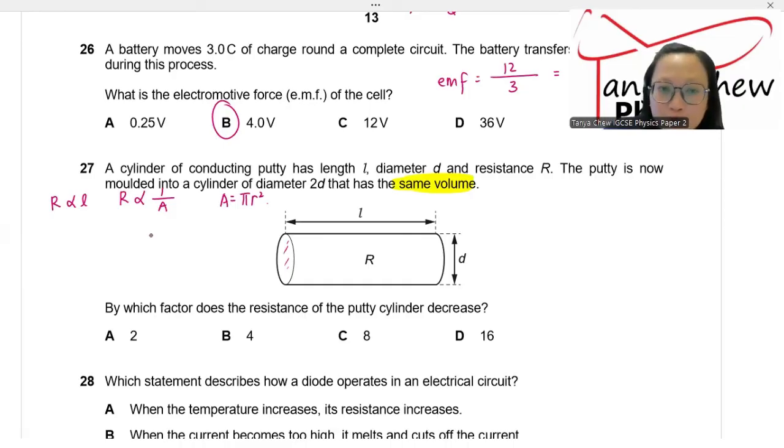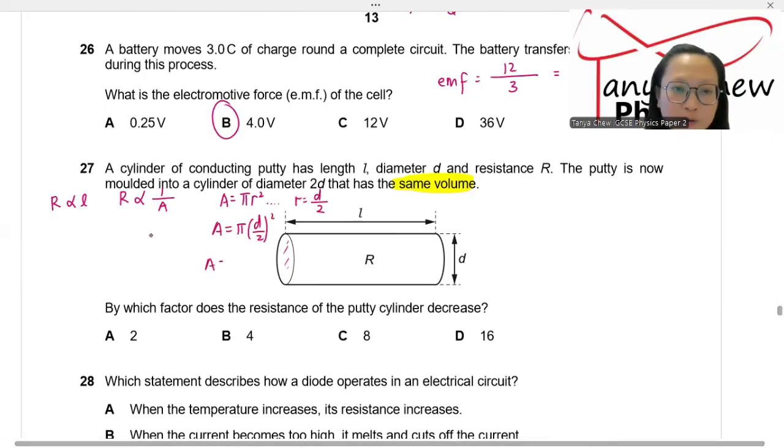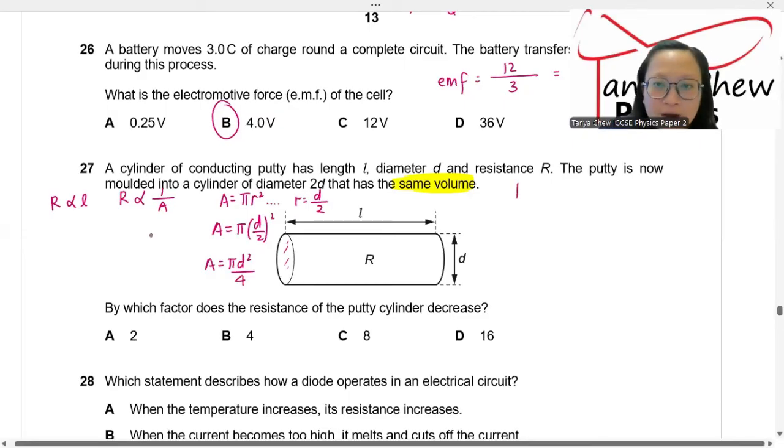We have no choice. We can only use a micrometer to measure the diameter. So there is a connection between r and diameter: r is D over 2. Substituting into the equation, you have pi times D over 2, the whole thing squared. So you have A equal to pi D squared over 4. So I combine all these equations together. I have resistance directly proportional to length, but inversely proportional to pi D squared over 4.